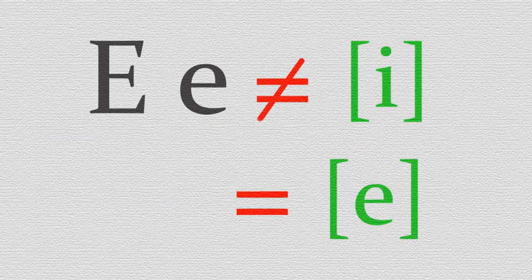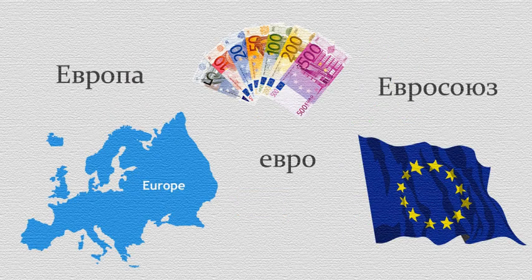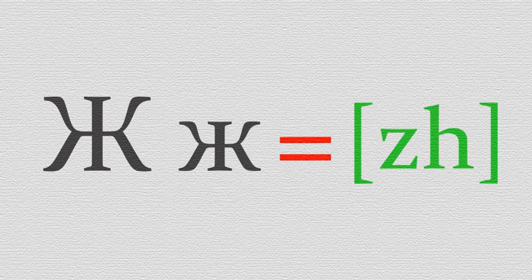Our next letter is the letter E. In English this letter is called E, but in Russian it is E. Be careful, that's not E, this is E. Европа, Евро, Евросоюз.